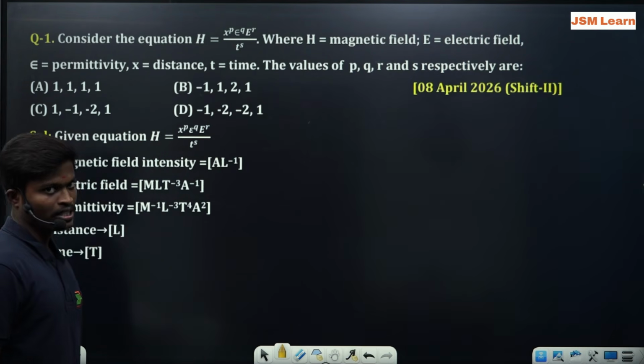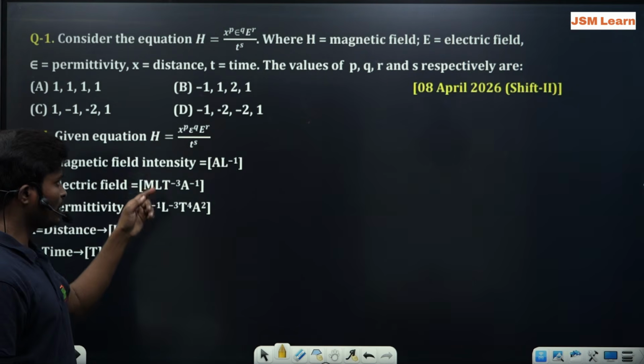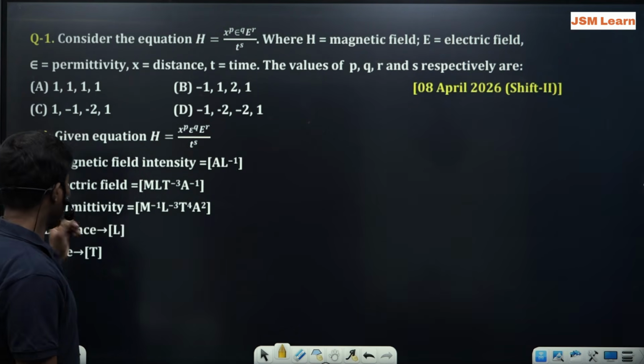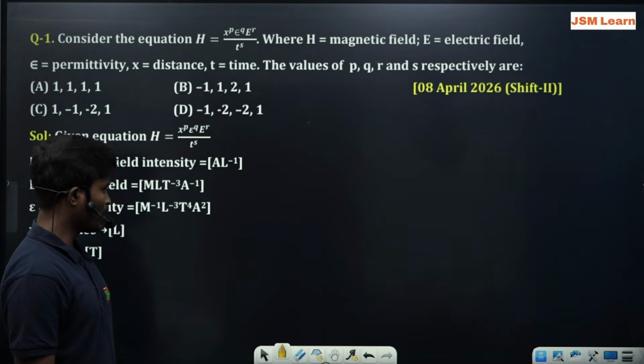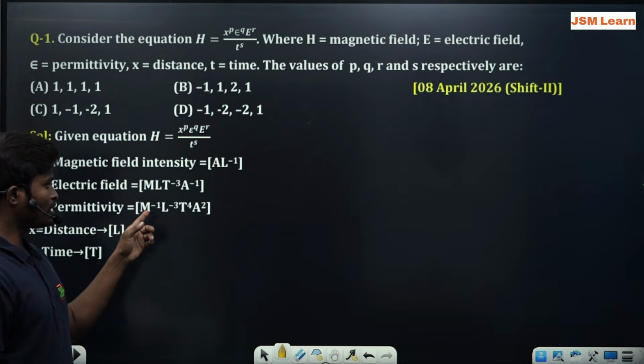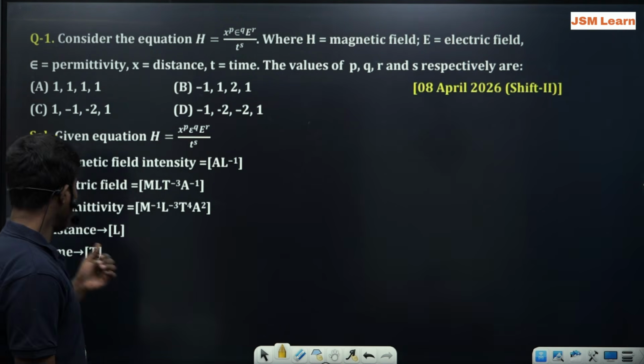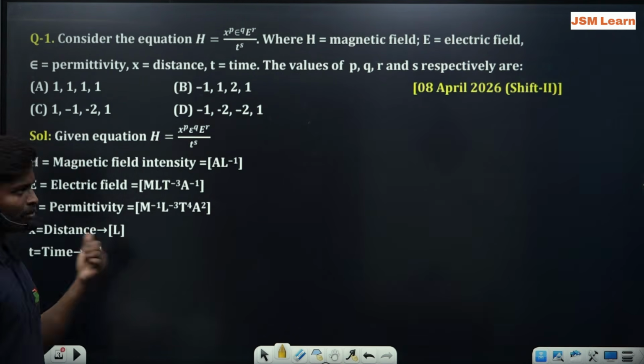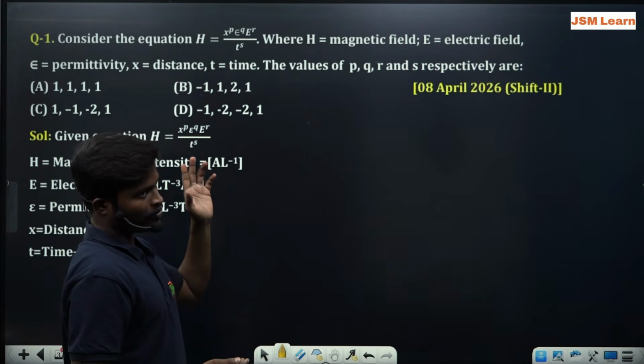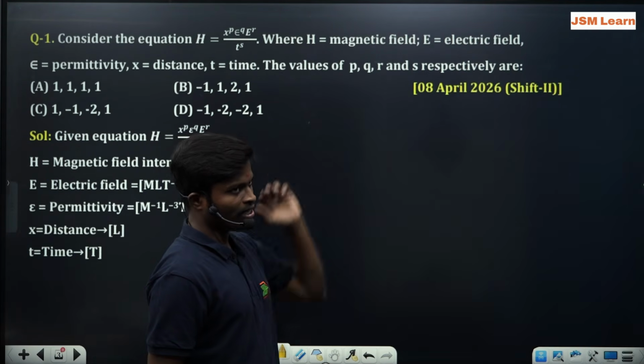If you look at the dimensions of the given physical quantities: magnetic field intensity is A L^-1, electric field is M L T^-3 A^-1, and permittivity is M^-1 L^-3 T^4 A^2. x is distance L, t is time T. So we have to find the values of p, q, r and s respectively.